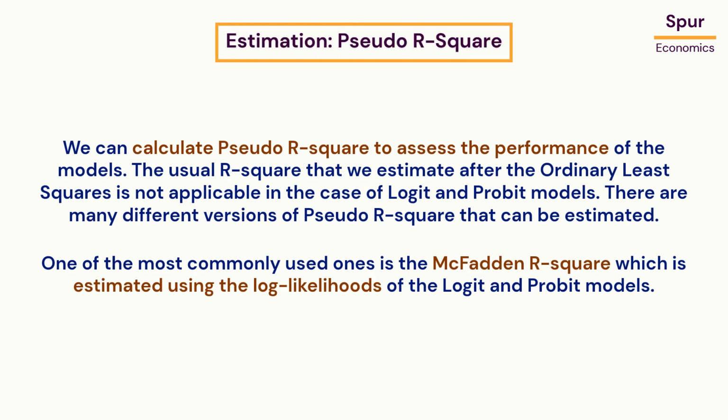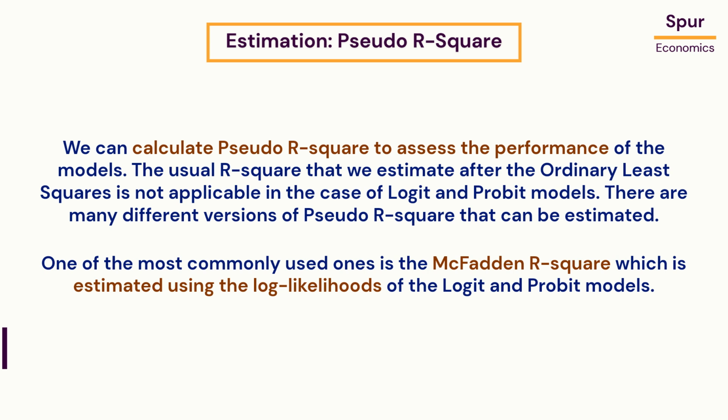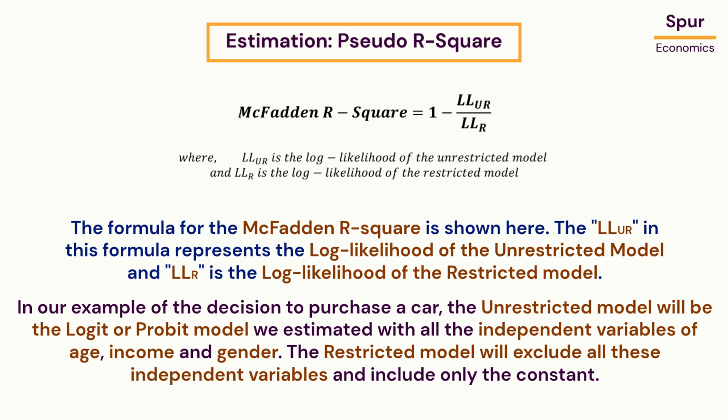Apart from the classification table, we can calculate pseudo R-square to assess the performance of the model. The usual R-square that we estimate after the ordinary least squares is not applicable in the case of Logit and Probit models. There are many different versions of pseudo R-square that can be estimated. One of the most commonly used ones is the McFadden R-square, which is estimated using the log likelihoods of the Logit and Probit models. The formula for the McFadden R-square is shown here.